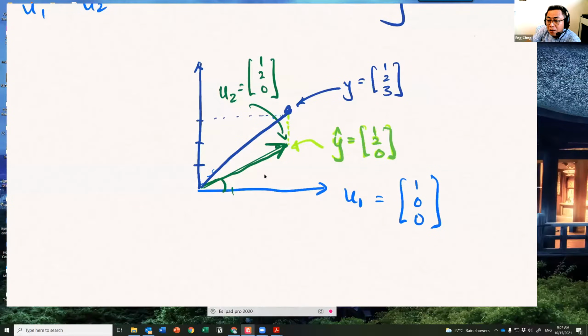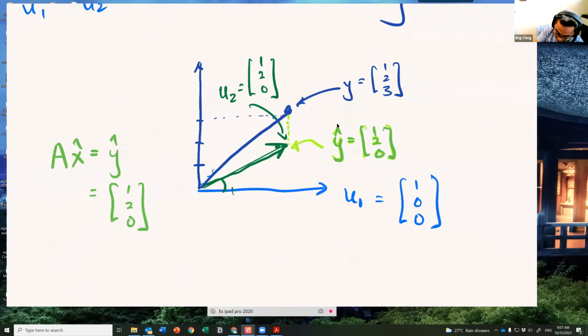Because why? My columns U1 and U2 are still sitting on the floor, the horizontal plane. The closest point that I can reach to Y is still 1, 2, 0. So this is very illuminating, because what you'll see is that the solution I'm trying to get must still be A x hat equals Y hat. My Y hat is still 1, 2, 0.